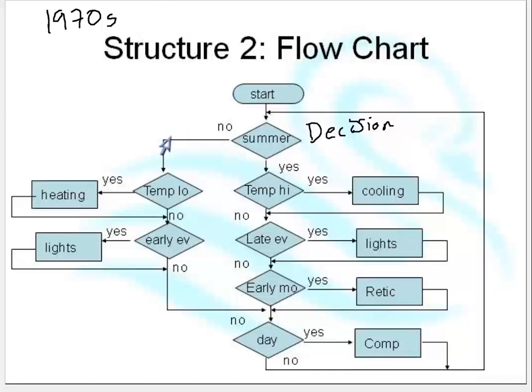Or we may have made a decision right at the beginning and decided that it's not summer, it's winter, in which case we're going to turn the heating on. Or it's early evening, in which case we're going to turn the lights on. Now, this was the way we had to do programming in the 1970s. You had to. It was a rule.